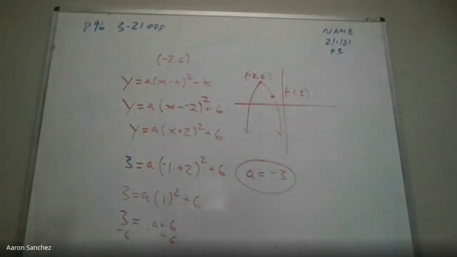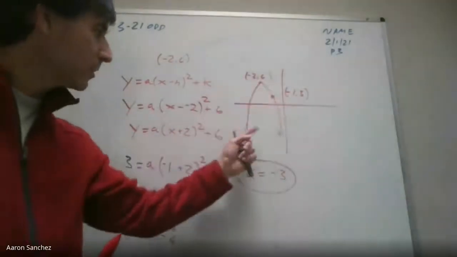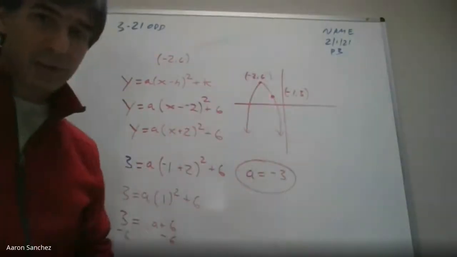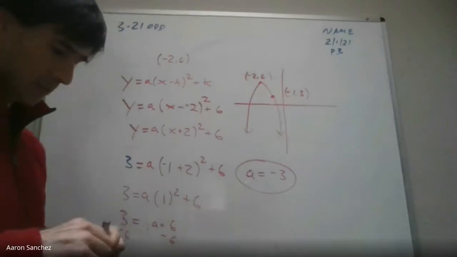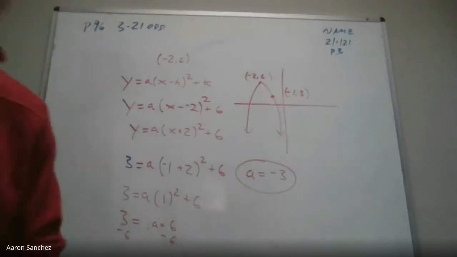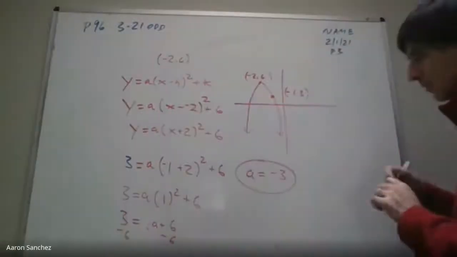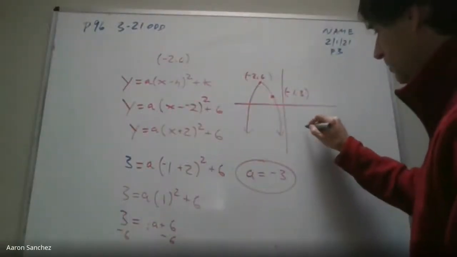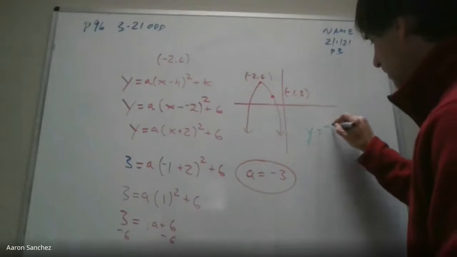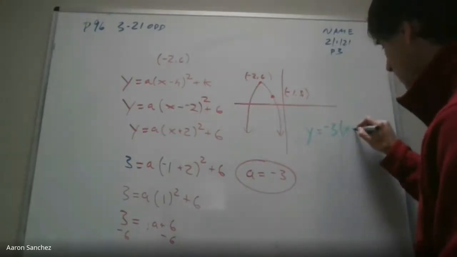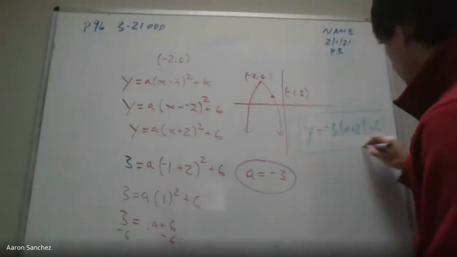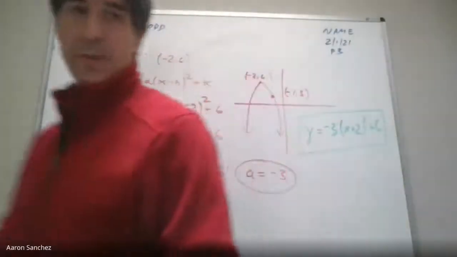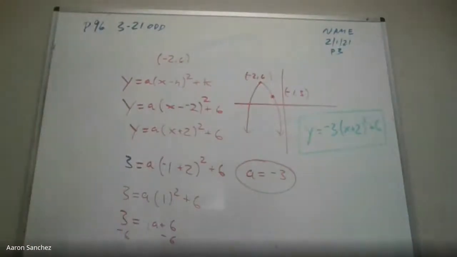By the way, it makes sense because look at this parabola. Upside down. So I got a negative A. So that makes sense. At least I know that's correct. So my final equation is, can I fit it here? I'm going to write it in green. Here's my final equation. Final answer, y equals negative 3 times x plus 2 squared plus 6. And that is our final answer. That's how you do it. So I'll let you write that down.